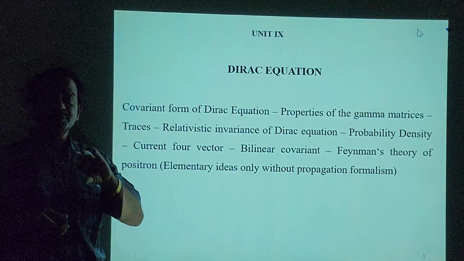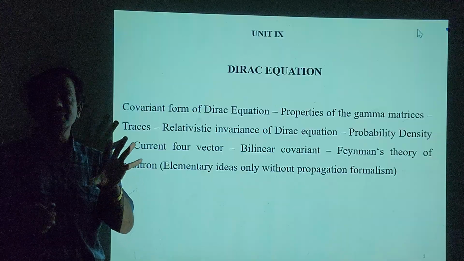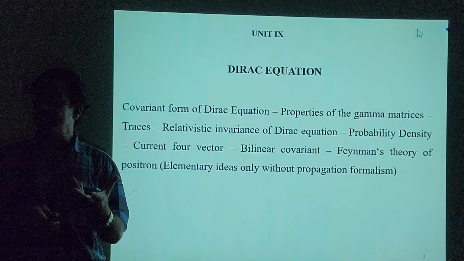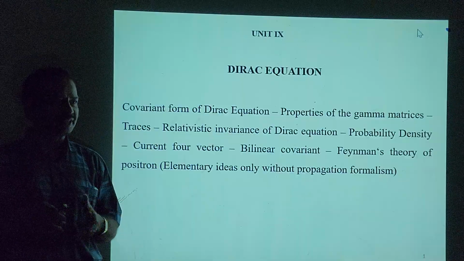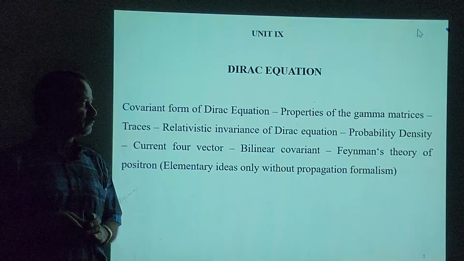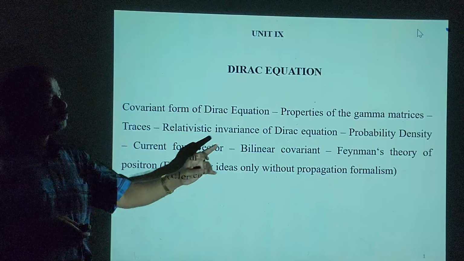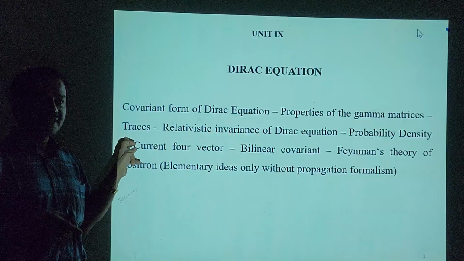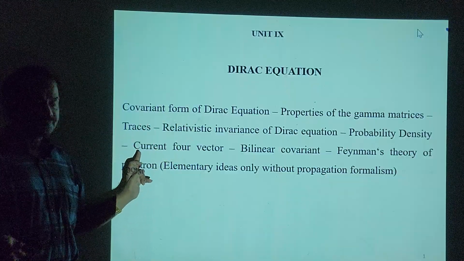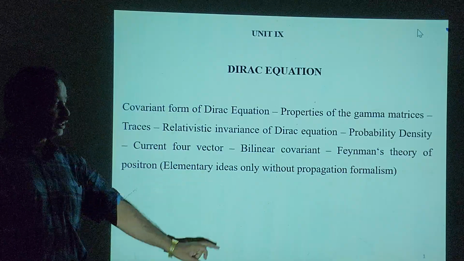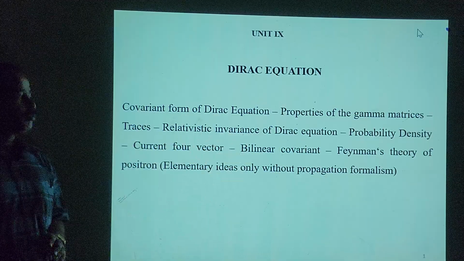Otherwise we can say that when we transform from one coordinate system into another, the physical laws will be the same. The physical laws will be constant. So this is called invariance under Lorentz transformation, or otherwise we can say this is covariance. Simply, that is the meaning. So the titles in this unit on the Dirac equation are: covariant form of the Dirac equation, properties of gamma matrices, traces, adding the diagonal elements, relativistic invariance of the Dirac equation, probability density, current four vectors, bilinear covariants, and Feynman's theory of the positron, elementary ideas only without the propagation formulation.